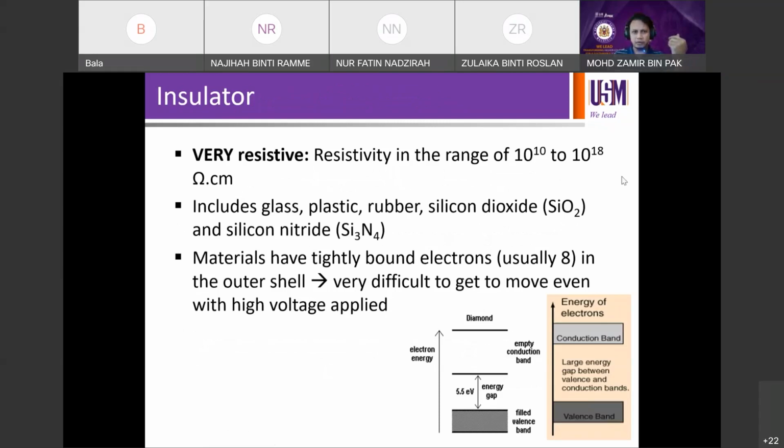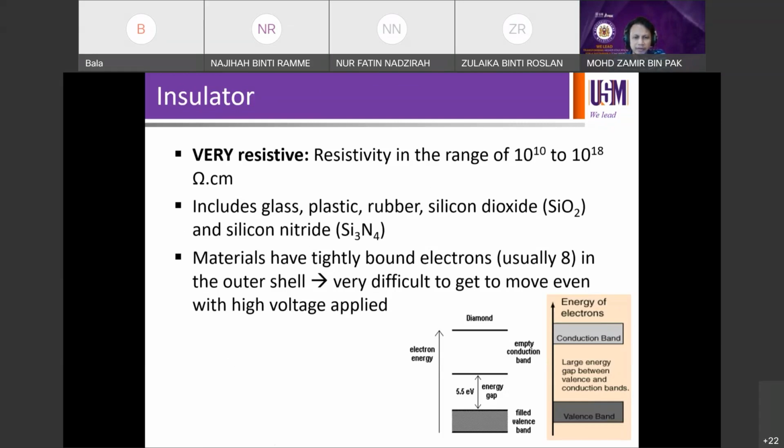Okay, so now let's have a look at insulators. Insulators are very resistive. Resistivity is in the range of 10 to the 10, 10 to the 18 ohm cm. Very high. Includes glass, plastic, rubber, silicon dioxide, silicon nitride, many other materials. Wood, okay, banyak penebat yang you can probably think of.